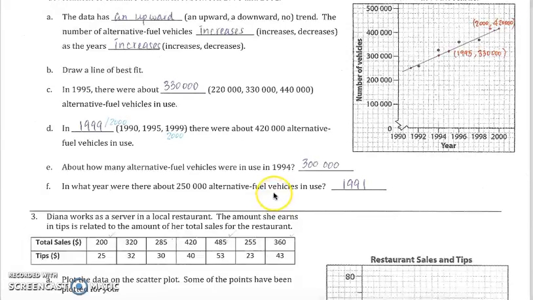In which year were there about 250,000 alternative fuel vehicles in use? So let's go to 250,000. 220, 240, 260. So 250 is roughly here. Go to the line of best fit. So it's around the year 1991 because it's between 90 and 92.